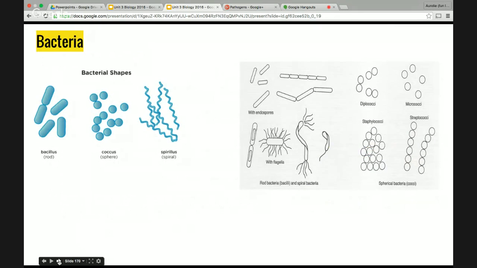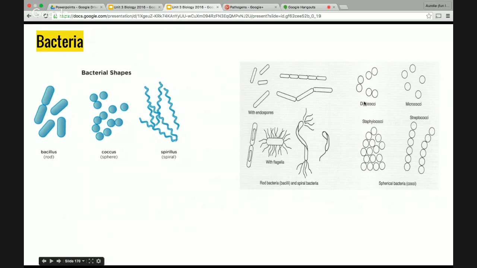So this slide here is showing how different types of bacteria organize themselves differently and have different shapes. So over here you have the common shapes of bacteria. You have bacillus, which are rods, coccus, which are spheres, and spirillus, which are like little spirals. You also have, it's not on here, coccobacillus, which is sort of halfway between a rod and a sphere. So like an oval shape, if you like.